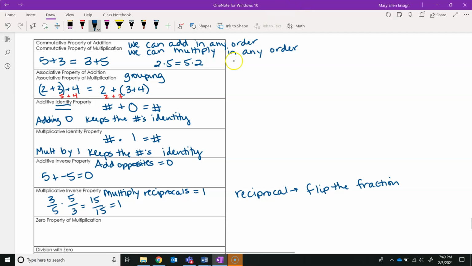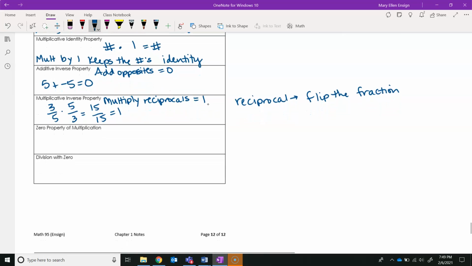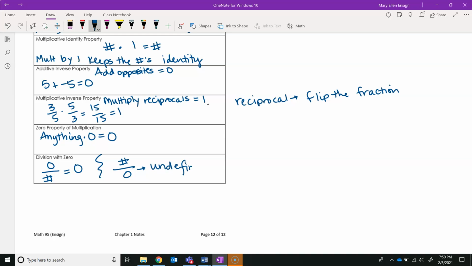Okay, 0 property of multiplication just means anything times 0 equals 0. And division with 0. Okay, if I take 0 over a number, that's going to equal 0. But if I'm dividing by 0, this is what we call undefined. Okay, or it doesn't exist. It's not allowed. We cannot divide by 0.